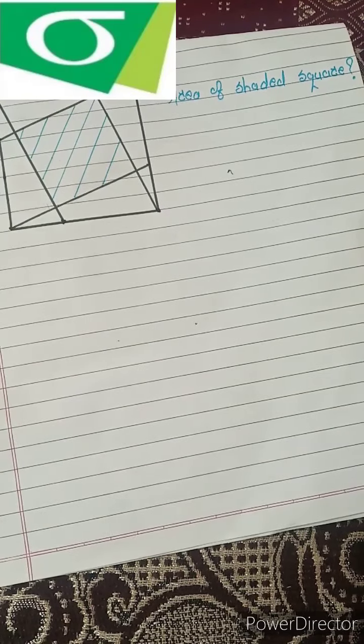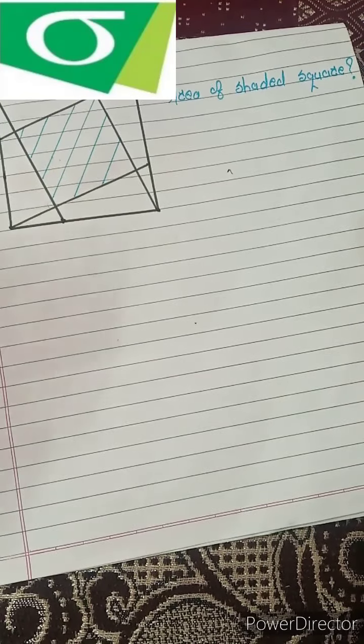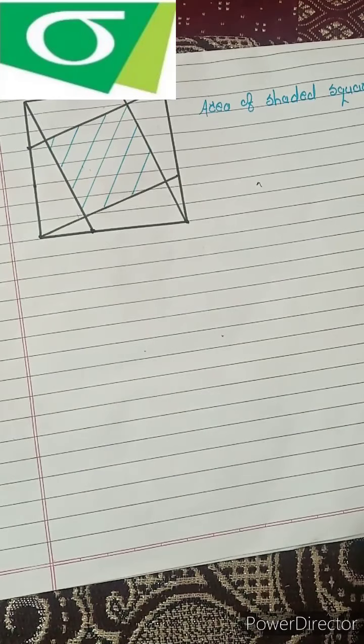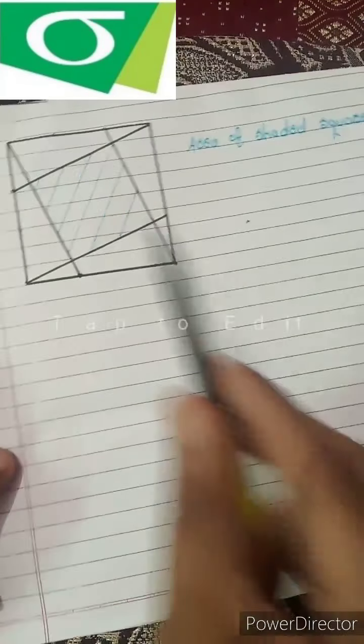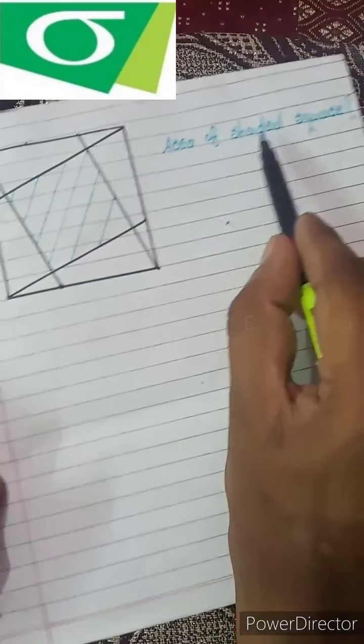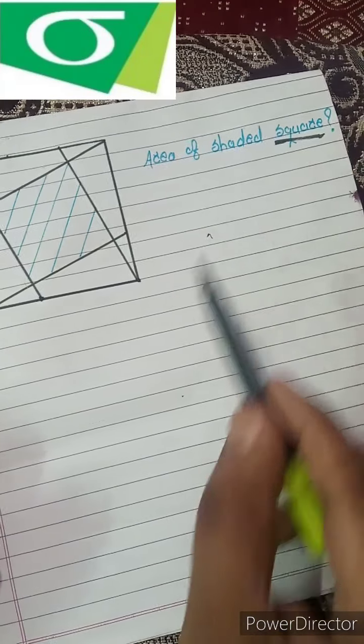Hello friends, today we are going to solve a new problem which is mostly trending on social media sites. One square is given and inside it another square is given, and you need to find the area of this shaded region, which is also a square. So how are you going to find it?